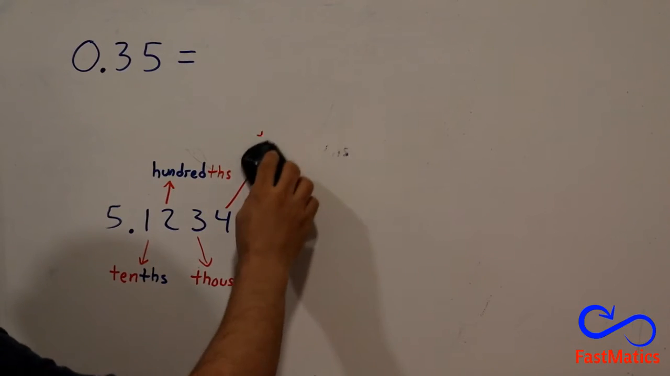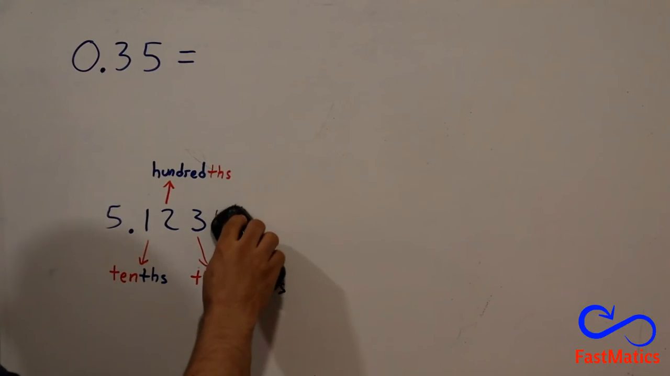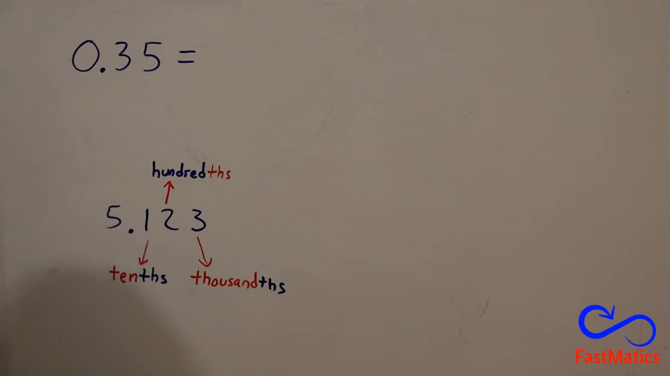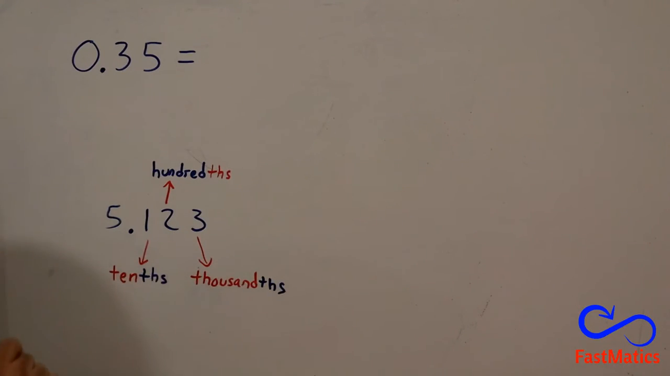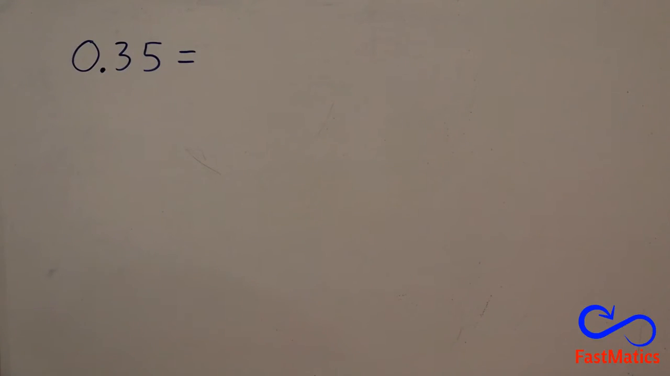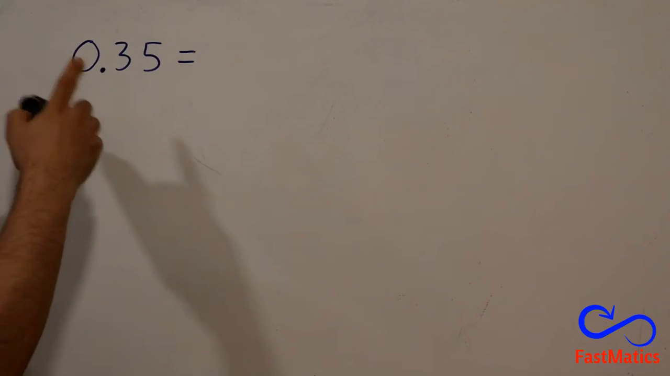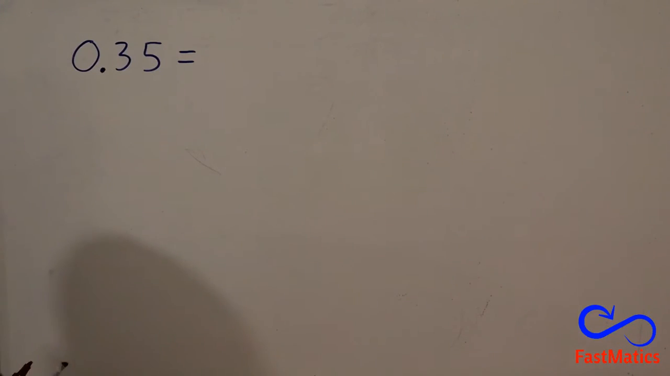Another example, what happens if I don't have the 4? How do we read this number? Forgetting the decimal point, 5,123 thousandths. And that's it. Now that we have remembered that, we can easily write this number as a fraction.